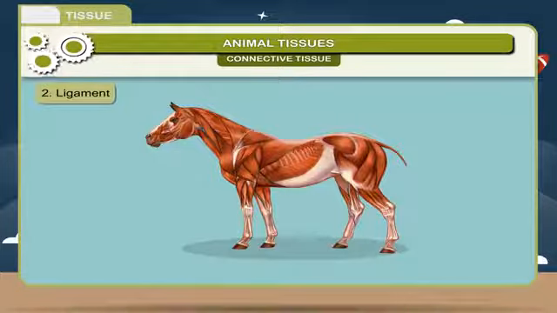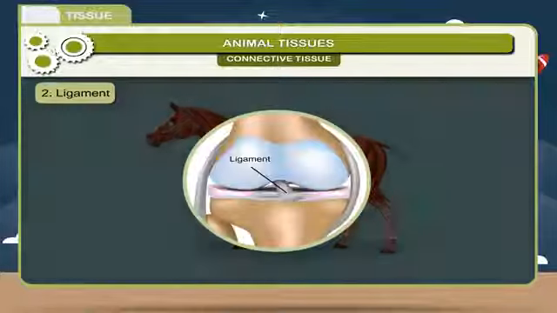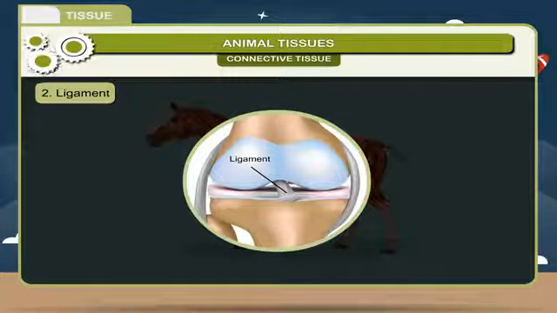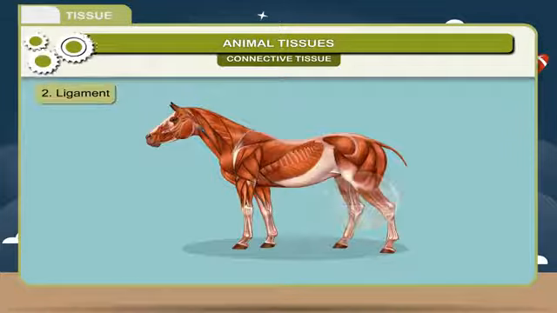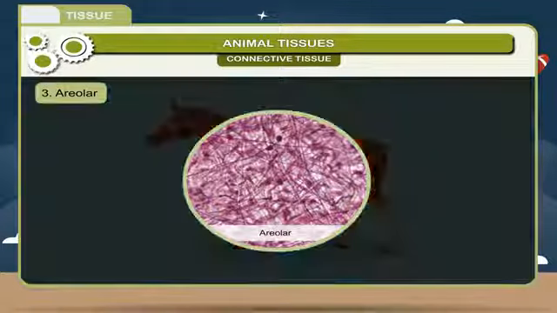2. Ligament. A band of tough fibrous tissue that connects bones and cartilage at a joint or supports an organ, muscle, or other body part is called a ligament. 3. Areolar. A fibrous tissue with jelly-like matrix is called the areolar tissue. It binds the skin to the underlying parts in animals.